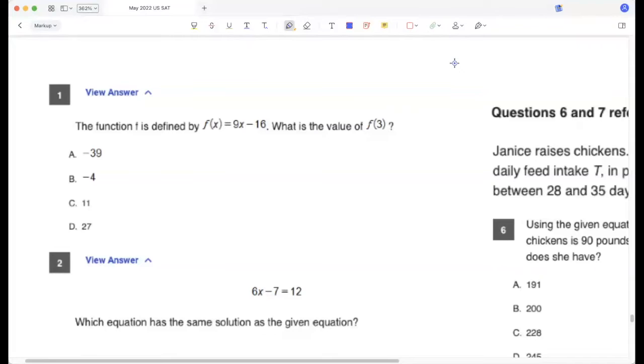Question 1, the function f is defined by f(x) = 9x - 16. What is the value of f(3)? So f(3) will be 9 times 3 minus 16, 27 minus 16, which is 11.